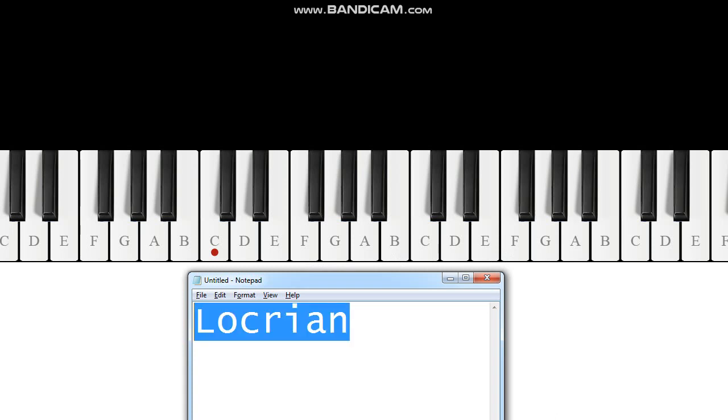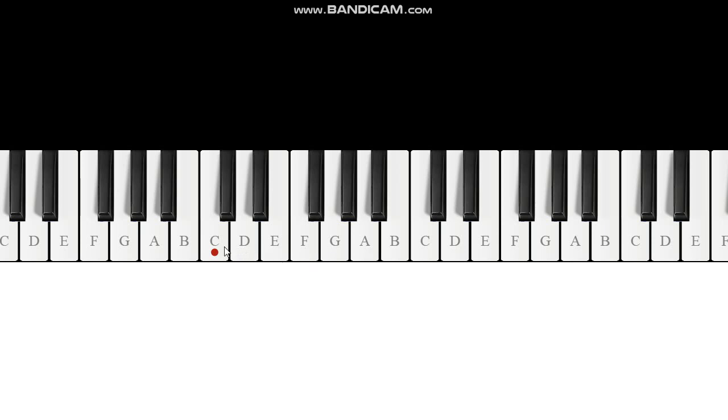And let's do C Locrian. All right, so between 1 and 2 we have a half step. 3, 4, 5. Then we're going to go all full steps. 6, 7, 8. That's C Locrian. That's funny. C Locrian includes all the black keys.